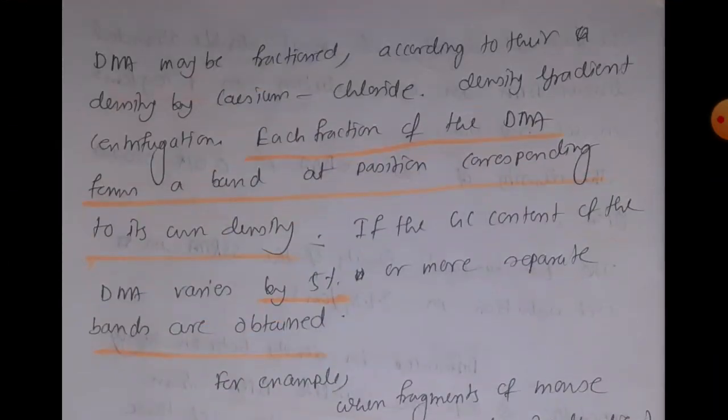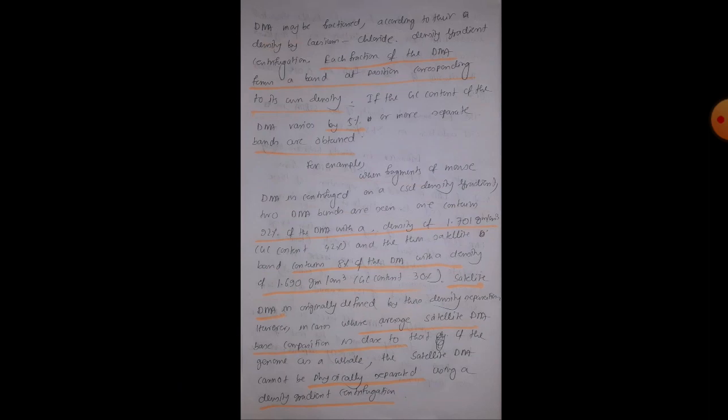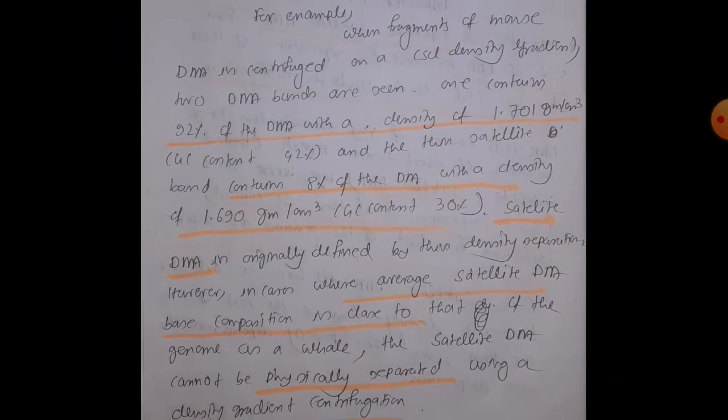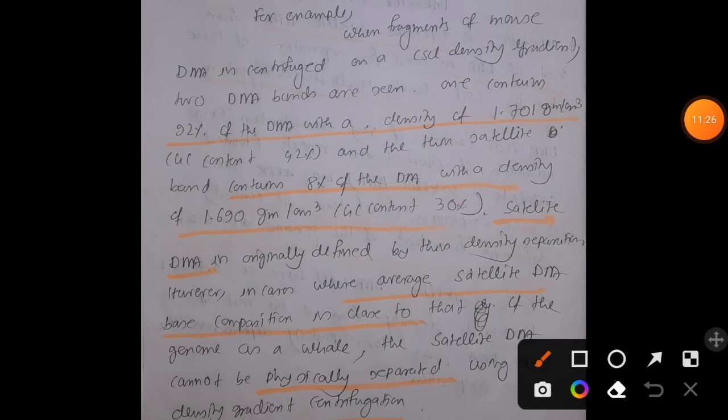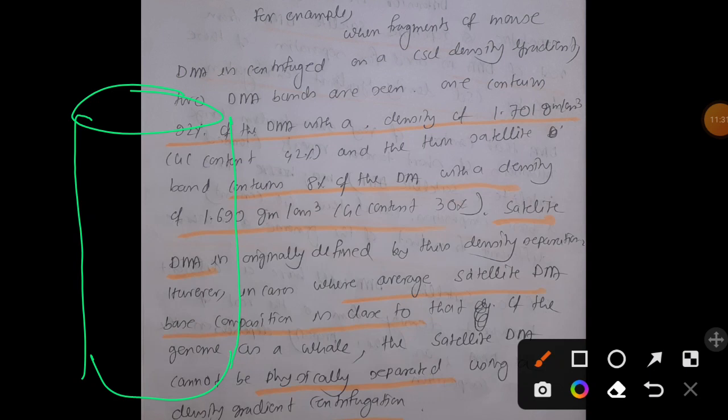Here we have taken an example of mouse DNA. We are using a fragment of DNA taken from mouse and centrifuging it in a CsCl density gradient centrifugation. What will we get? We will get two bands. One band consists of 8% of the DNA with 30% GC content. This band is for the satellite DNA. The other band contains 92% of the DNA with 42% GC content.